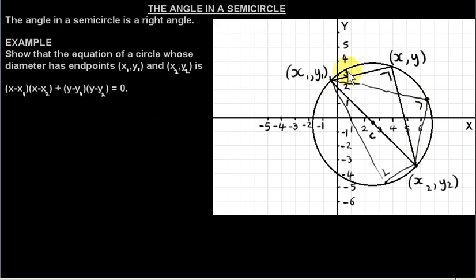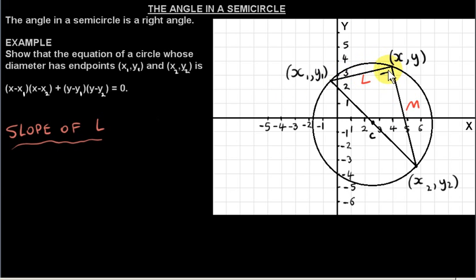So the semicircle is half a circle. So the circle is cut in 2 by this diameter. In this example, we want to show that the equation of a circle whose diameter has endpoints (x1, y1) and (x2, y2) is (x minus x1)(x minus x2) plus (y minus y1)(y minus y2) equals 0. What we do is get the slope of this line here and this line here, and then we use the fact that the 2 lines are perpendicular to each other, which means that the slopes are negative inverses of each other.